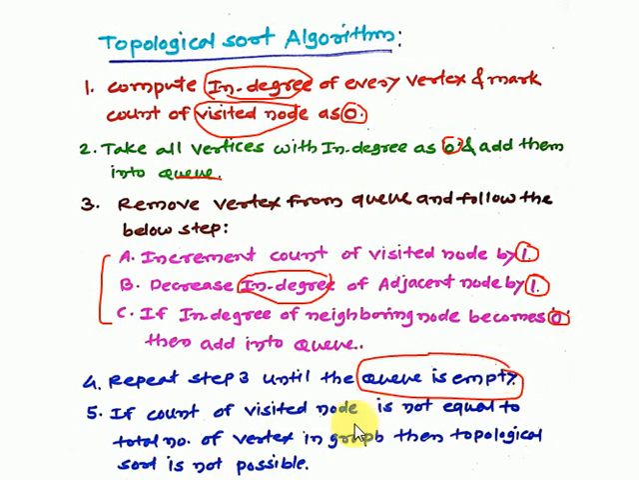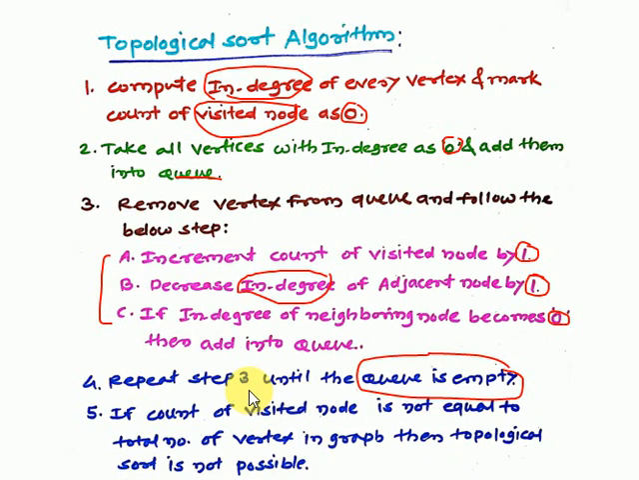And then if the count of visited nodes is not equal to the total number of vertices in the graph, then topological sort is not possible. So a very important point here: we are making a count of visited nodes. Every time we increment it by 1, and that count should be equal to the total number of vertices in the given graph. If it is not equal, then we say that topological sort is not possible for that particular graph.